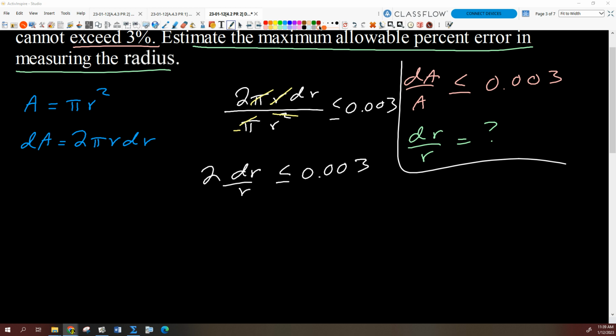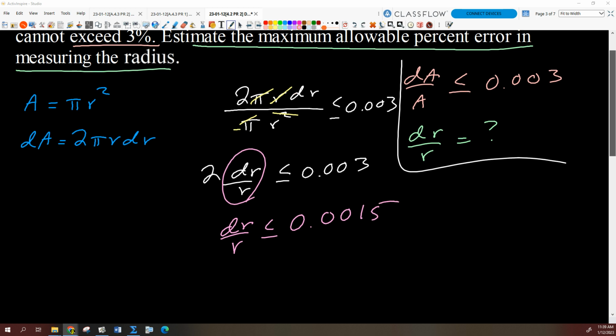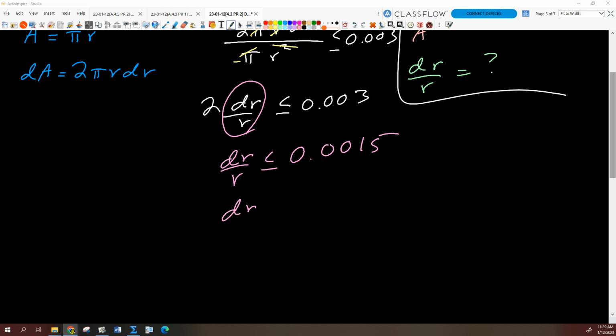Isn't this what we're trying to solve for right there? Right? What's my one step? Divide by 2, right? And so we end up getting dr over r has to be less than or equal to 0.0015. Okay, or dr over r is less than or equal to 0.15%. Okay, good. All right.